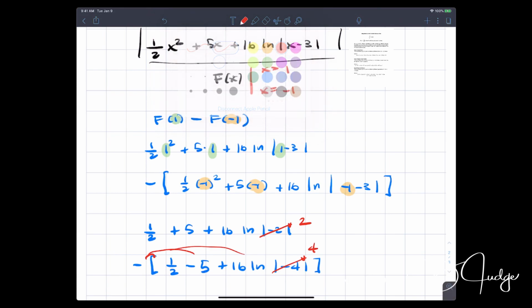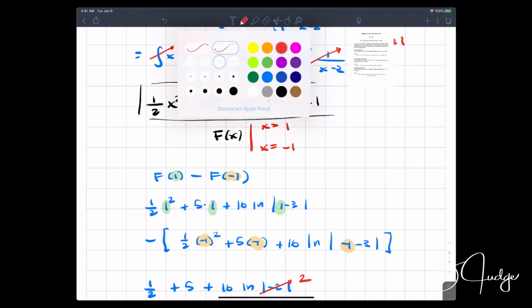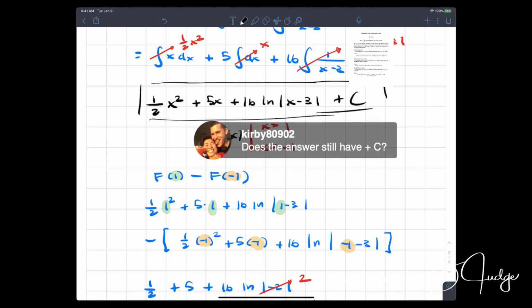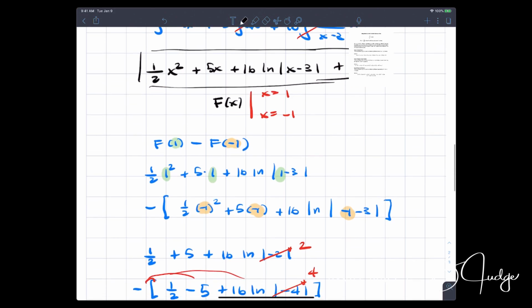Does the answer still have a plus C? Yes, Kirby, thank you. The answer is back here plus C. Kirby's question, absolutely. Let's put that here so people can know. Thank you for catching that, Kirby. I was so interested in putting limits here, I didn't put the C. Anyway, I apologize I didn't get to that sooner.